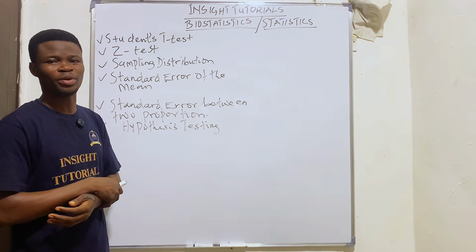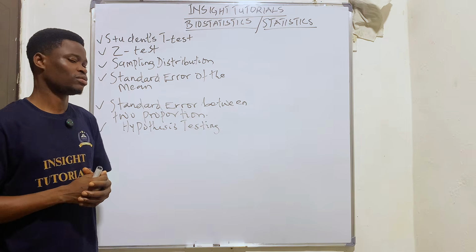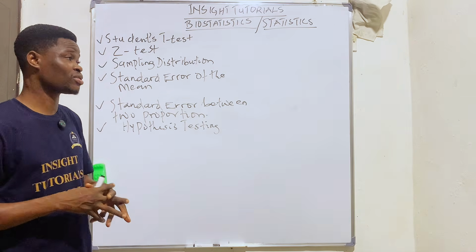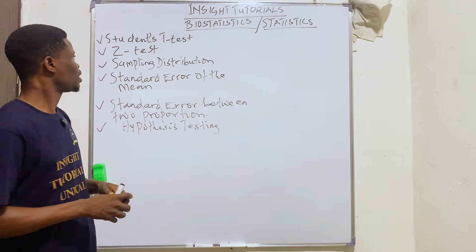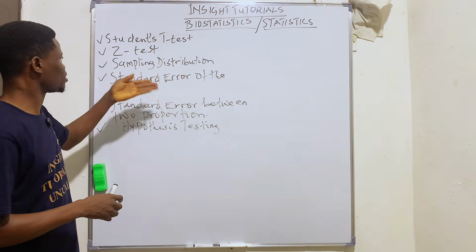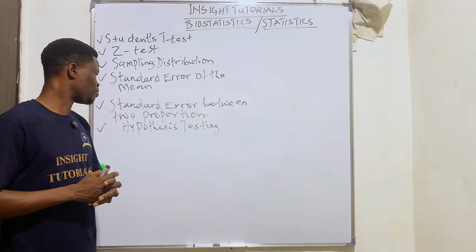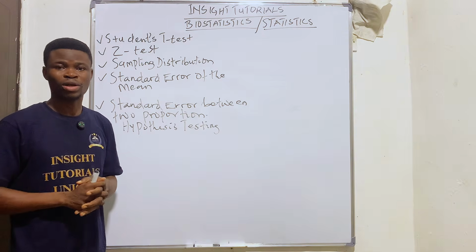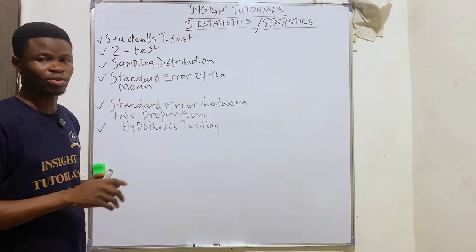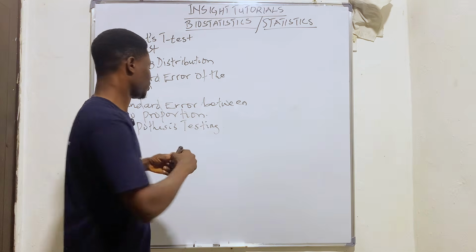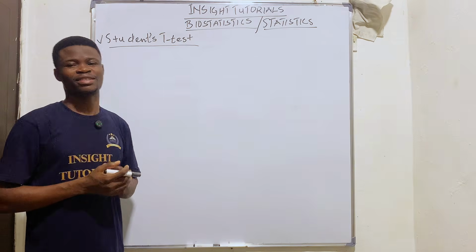Today, we're going to be doing biostatistics, or rather statistics. And for today's coverage, particularly for students that are preparing for exams and have found it difficult in these very topics, we're going to be running you through calculations across the student t-test, the z-test, the sampling distribution, the standard error of the mean, the standard error between two proportions, and we'll carry out various hypothesis testing. So for a start, we're going to start with the student t-test. Let's go.